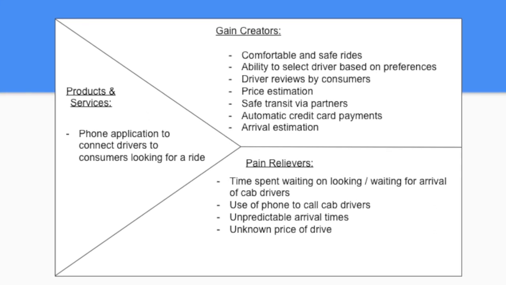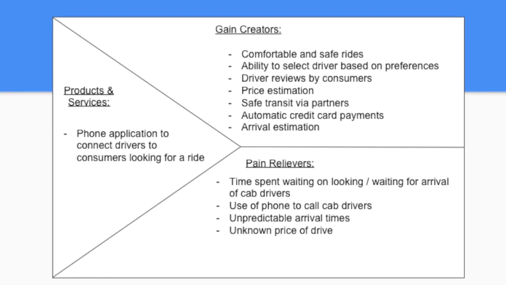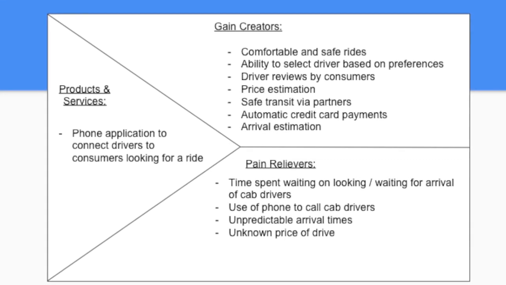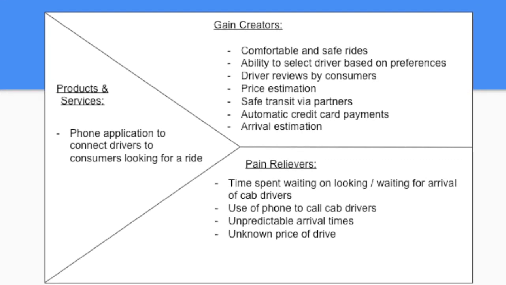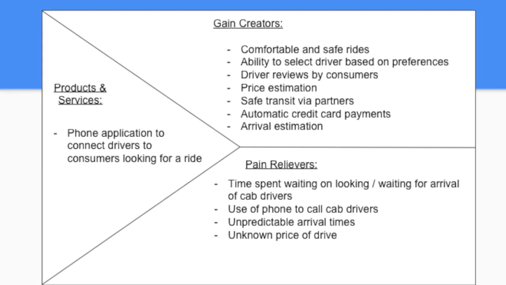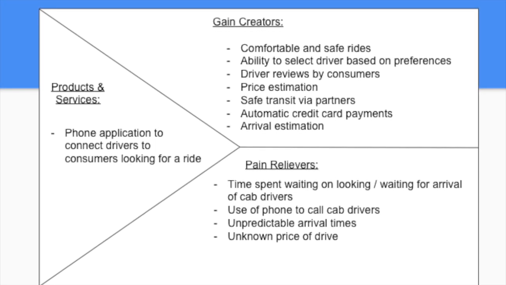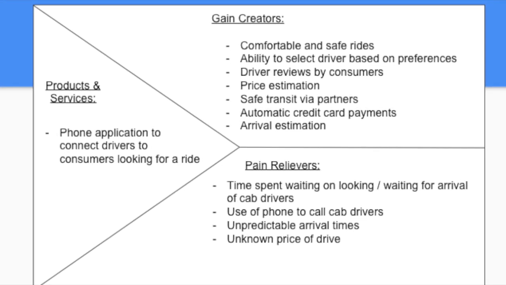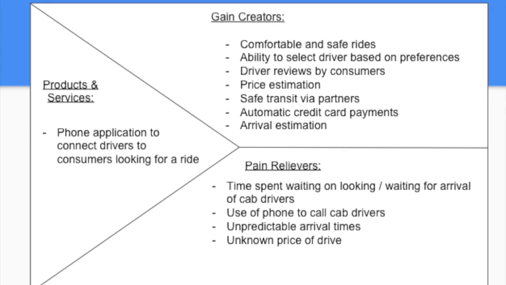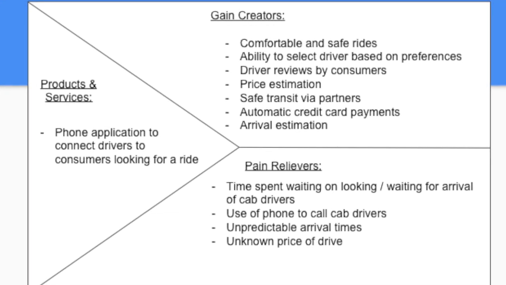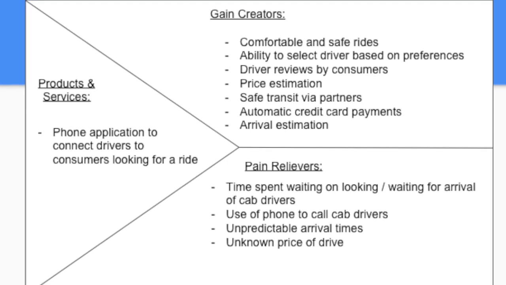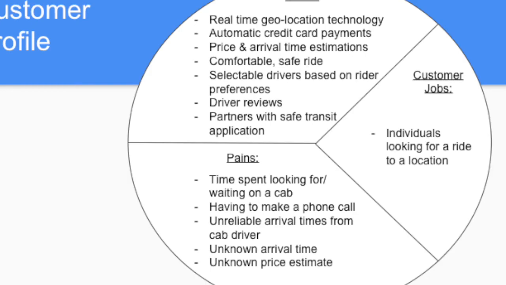a ride. Some of the main gain creators are comfortable and safe rides, and the ability to select your own driver based on preferences and driver reviews, as well as price and arrival estimation. Some of the main pain relievers are avoiding time spent waiting on or looking for a cab, unpredictable arrival times, and the unknown price of your drive. The idea behind this business profile is that Uber wants to align their gain creators and pain relievers with their customer segment. Thanks, Megan. Now moving on to Uber's customer profile.